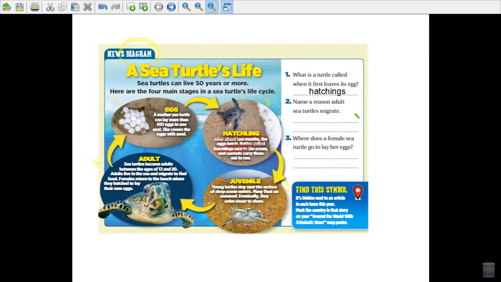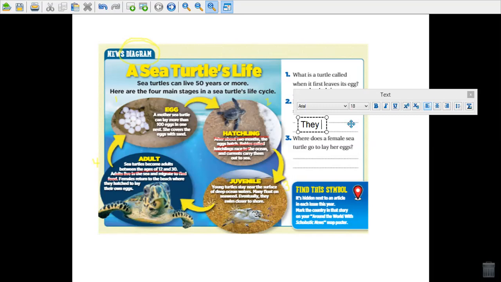Number 2, name a reason adult sea turtles migrate. If you found over here in the adult section, it says adults live in the sea and migrate to find food. If you put they migrate to find food, then you got your answer correct.